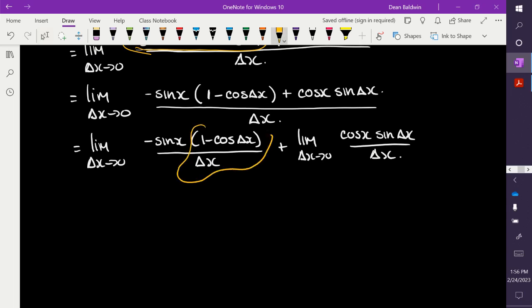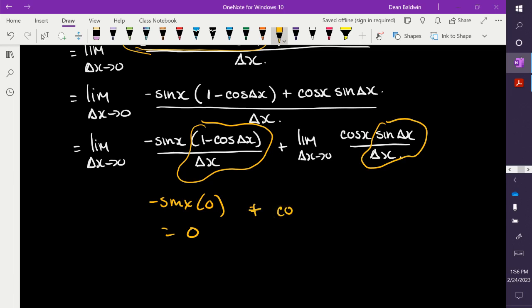Do you see this? What is that? Zero. That's one of the special limits, right? So that is just negative sine of x times 0, which is 0. Then you look at the other side. What is this? I should say plus cos x times 1.